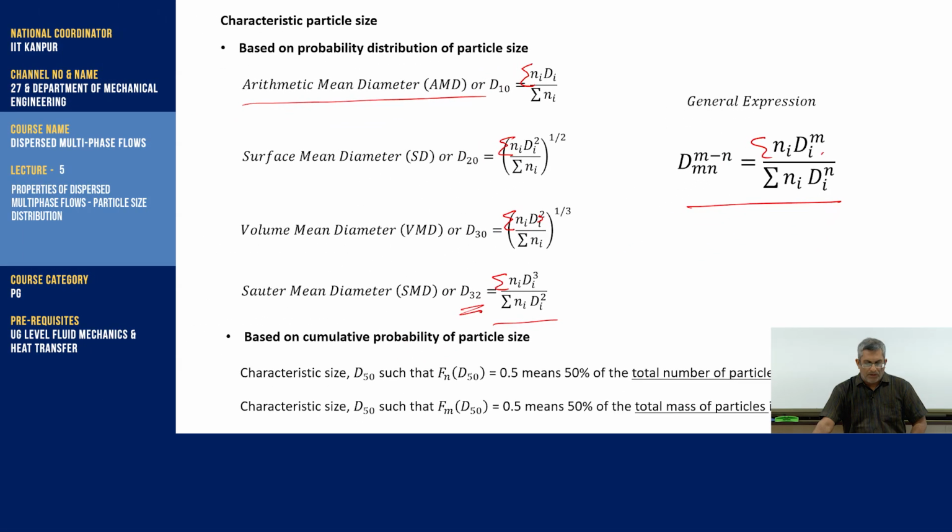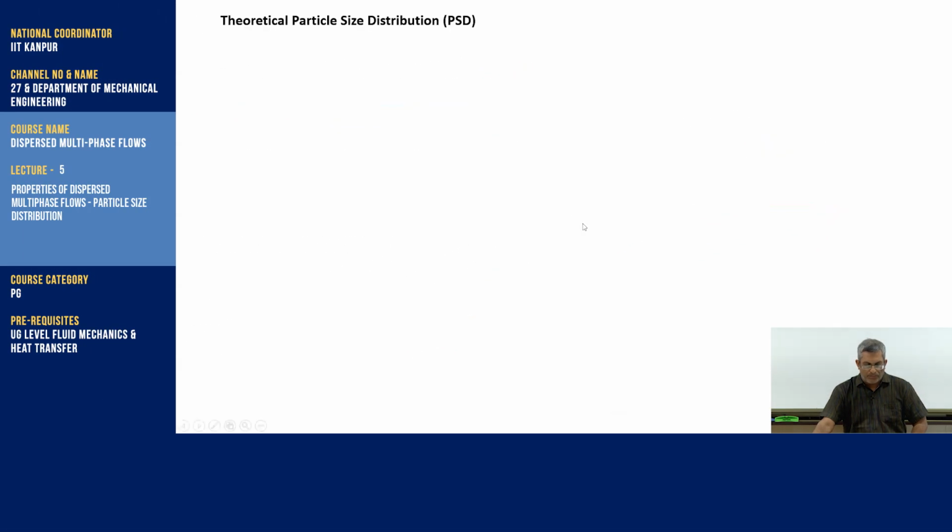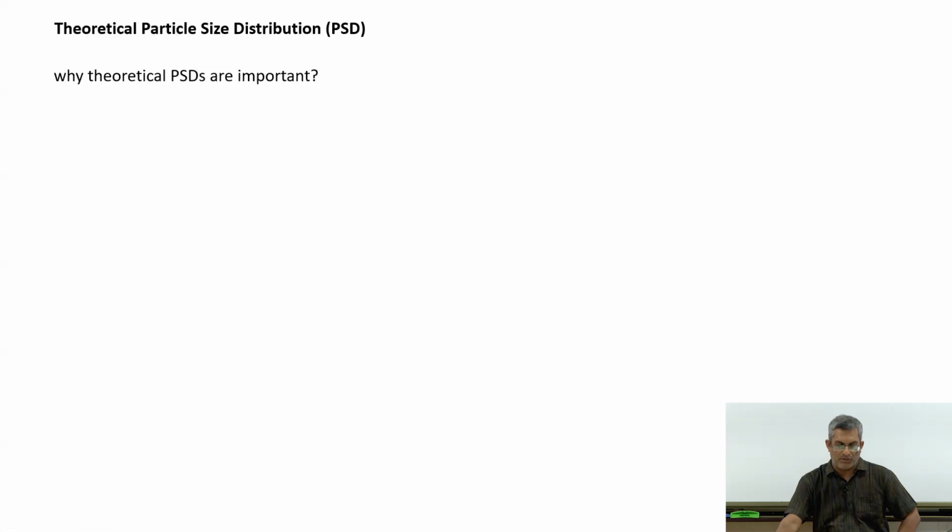Okay. Now, we will move on to theoretical particle size distribution. Till now, our discussion revolved around discrete particle data obtained from measurements. So the probability distribution was discrete, meaning what? You define the probability for some specific sizes only. However, theoretical particle size distributions are also important. Let's see why it is so.